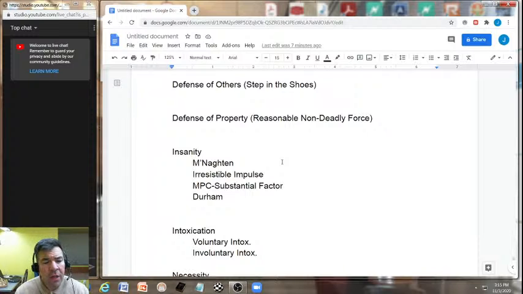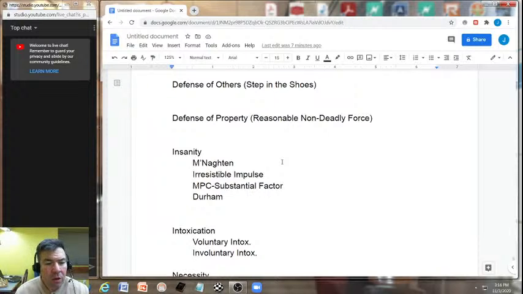Now, looking at the Model Penal Code substantial factor, the third of our insanity defenses, we're looking at whether, due to a disease or defect of the mind, the defendant cannot conform their conduct to socially acceptable mores. In other words, it's technically McNaughton plus: due to a disease or defect of the mind, the defendant cannot conform themselves to socially acceptable behavior.